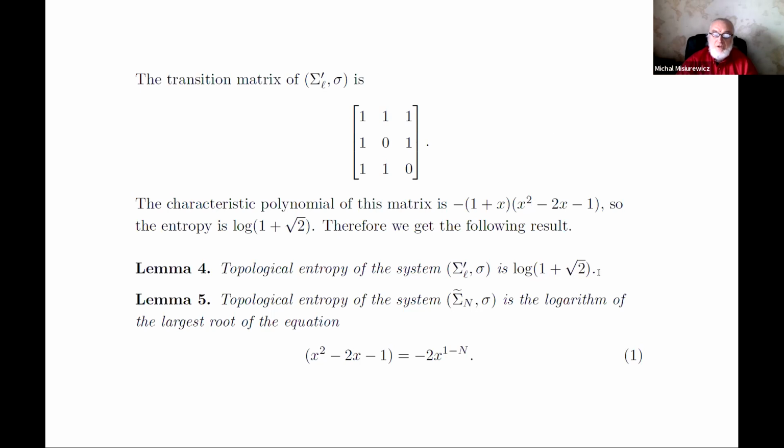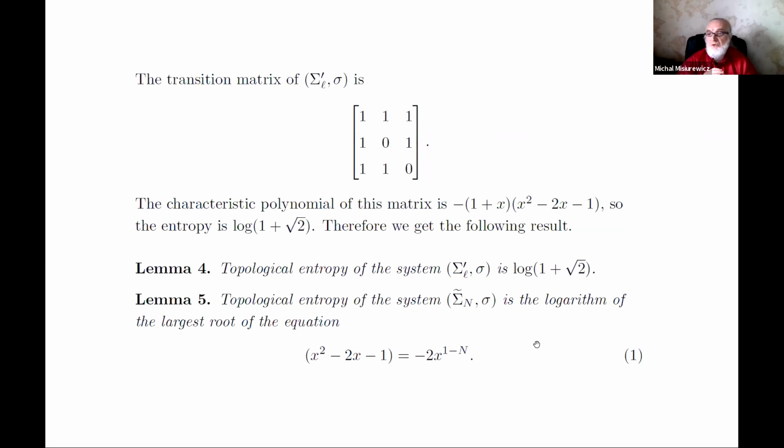Now, what about this system when we recode it and we have our N? And of course, we assume that L is larger than 2N plus 2, or whatever it was. 2N plus 2, yes. And then the entropy of the system is the logarithm of the largest root of this equation.